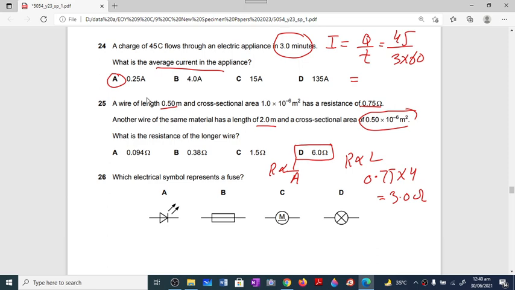Which electrical symbol represents the fuse? A very straightforward answer. This is the electric motor. This will represent the lamp. This represents the LED because it is emitting light.